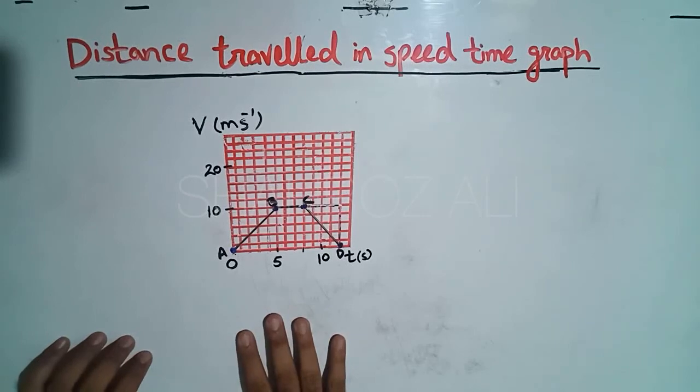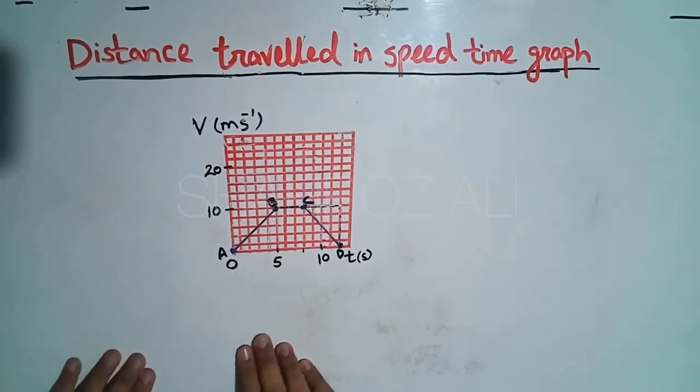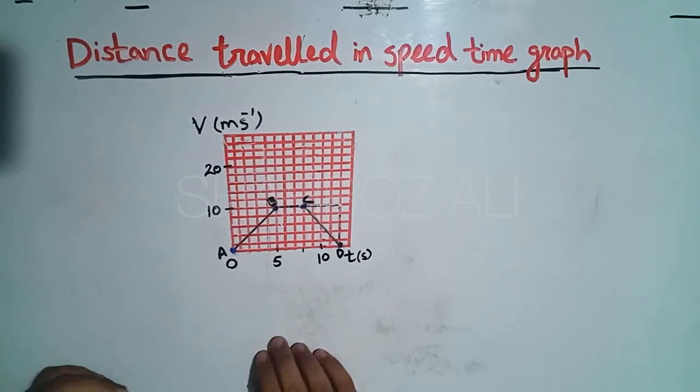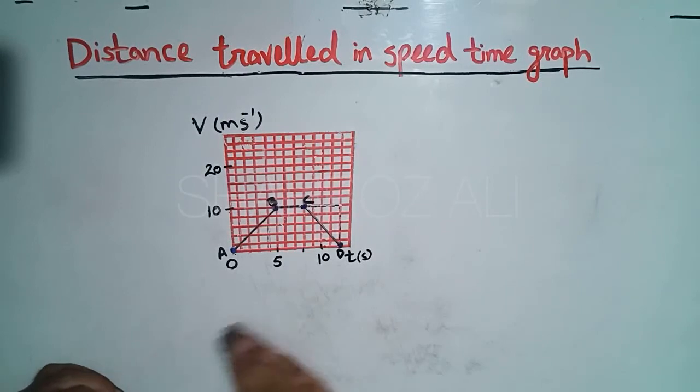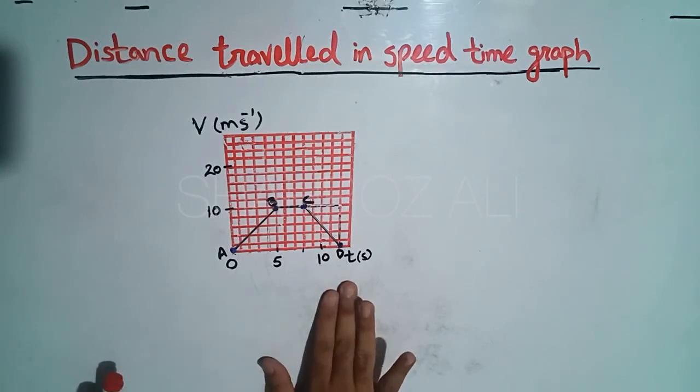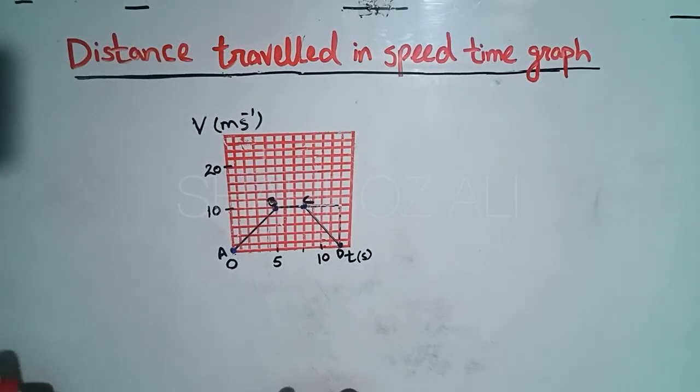Today we are going to calculate the distance traveled in a speed time graph. There you have three lines in the graph, A to B, B to C and C to D, and you want to calculate the distance traveled by the body in the whole of the graph, or the whole of the intervals from 0 onward, the time that the body has taken.